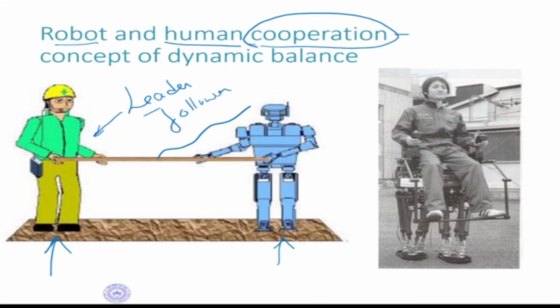Now, this is another example shown on the right-hand side, where it's a human being who is actually sitting on this legged robot, and this legged robot is going in a particular direction.